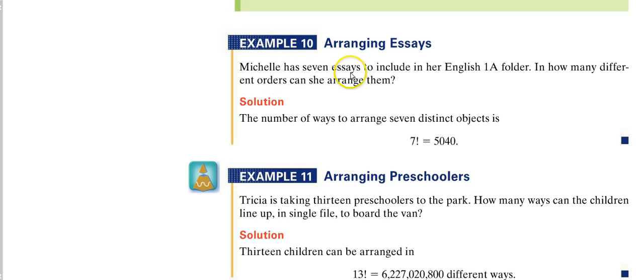Michelle has 7 essays to include in her English folder. In how many different orders can she arrange them? Well, you have the first one, 7 different ways. Then the next one, 6 different ways, 5 different ways. So it's just 7 factorial, which is this. Hard to imagine.